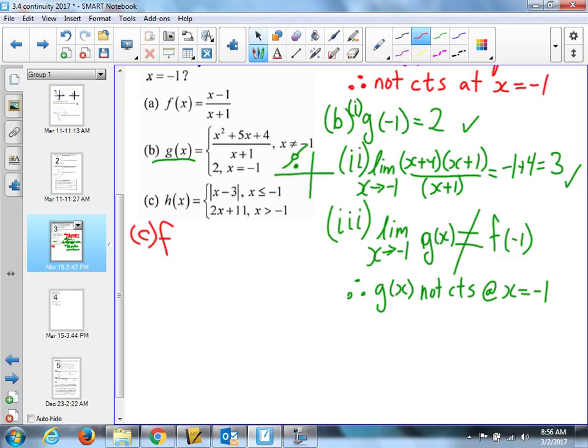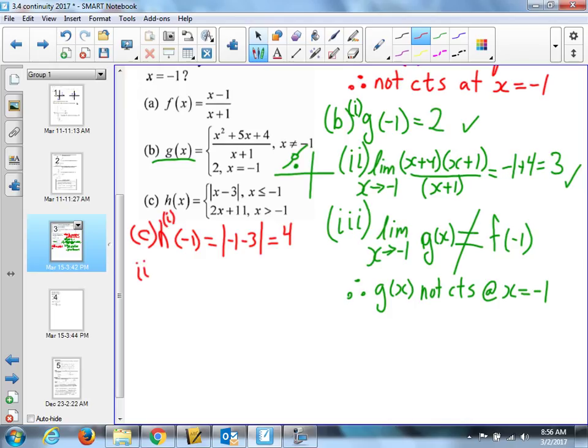Well, h of negative 1, I'm writing it on my page. -1 belongs to the first category, so I'm going to just evaluate -1 minus 3. So you do the arithmetic with the signs. -1 minus 3 is -4 inside the absolute value. So that's 4. Good enough then. That's the first condition. We tested it.